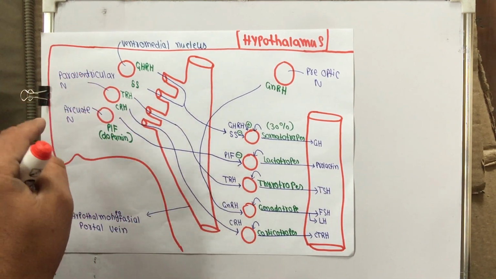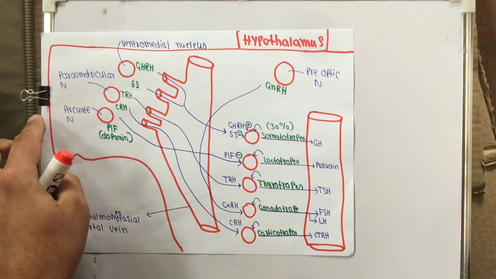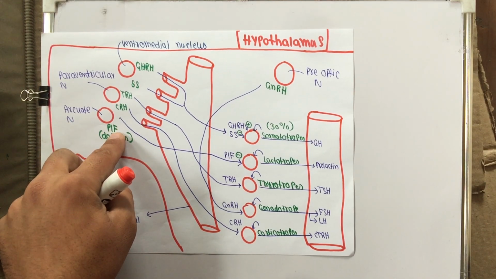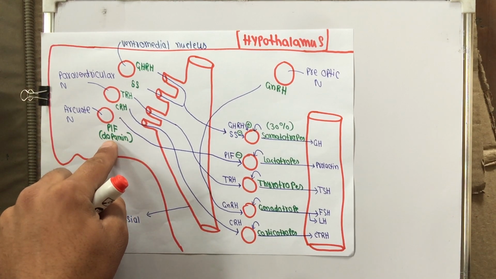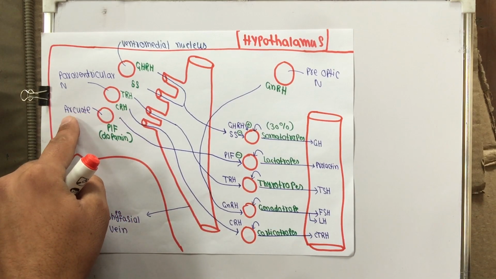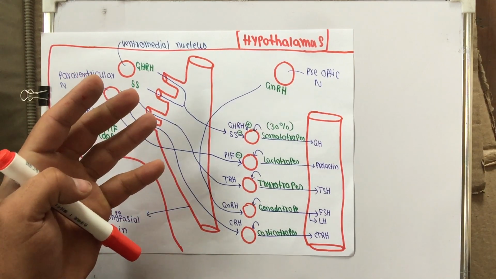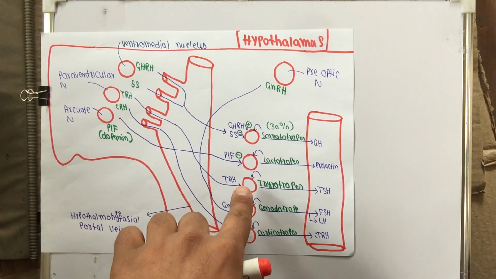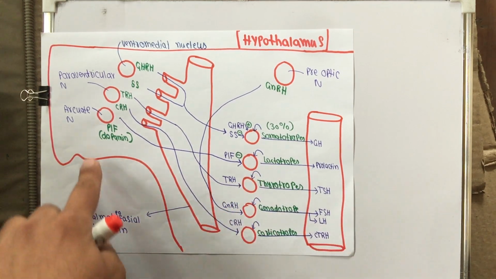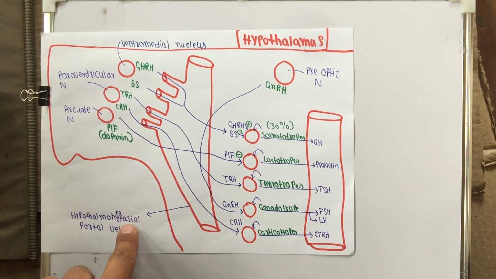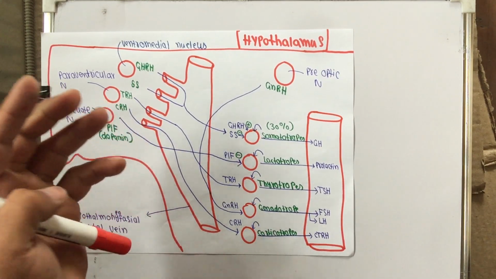Okay, another type of nucleus is the arcuate nucleus. The arcuate nucleus produces prolactin inhibiting factor. What does it mean? PIF means prolactin inhibiting factor. One example is dopamine. Dopamine is produced by the arcuate nucleus present in the hypothalamus. This dopamine, for example PIF, goes to these cells called lactotrophs, and this dopamine also goes through the hypothalamo-hypophyseal portal vein. So the arcuate nucleus produces a PIF, for example dopamine.